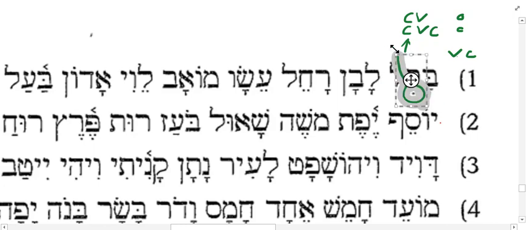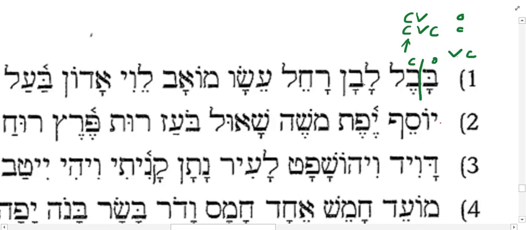So let me delete that, and let's put our division exactly where it needs to go. And that is right here. Okay, so now I have a consonant vowel, an open syllable, and I have a consonant vowel consonant. I have a closed syllable. Ba, veil. Ba, veil.